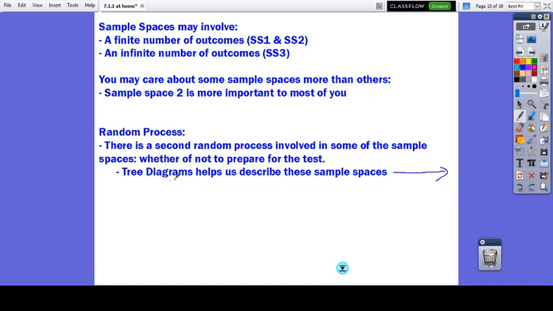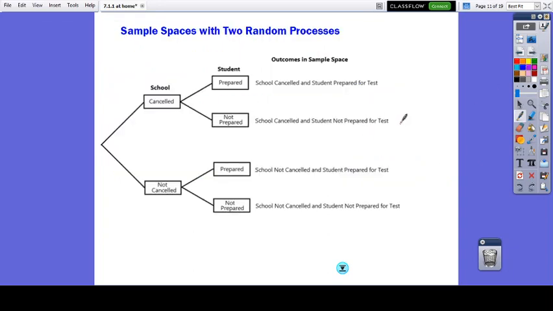Okay, so tree diagrams help us to describe these. So let's go ahead and look at a tree diagram here. Okay, and this is the idea. So there's a random process. School is either canceled or it's not canceled. Based on the snowfall, again, we could get into that and that could be more, but it's either canceled or it's not canceled. If school is canceled, the second random process that's happening here is you decided to be prepared or not prepared for the test. So you studied or you didn't study for the test.